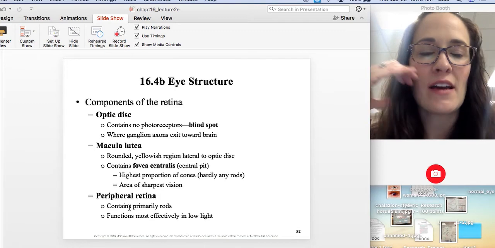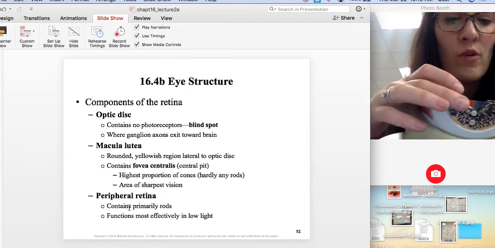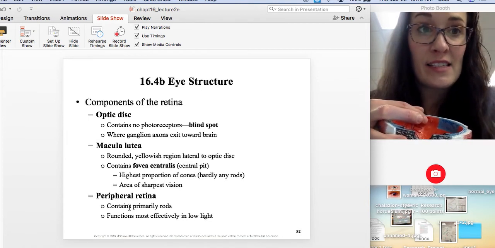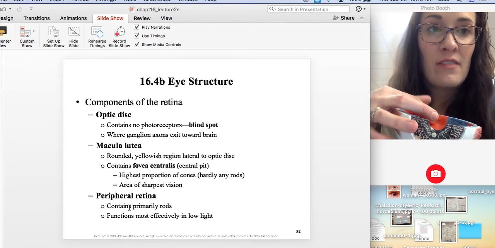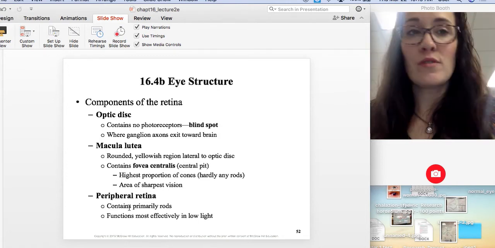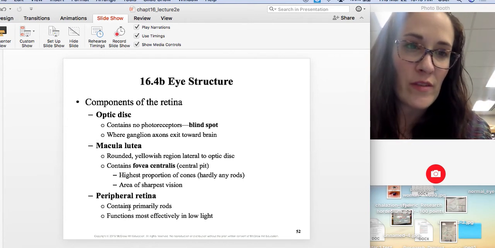The peripheral retina, so everything on the sides, has a lot of rods. The center is where images get focused most often for seeing things in light and in color. Rods allow you to detect images in a low amount of light, so if it's dark outside.